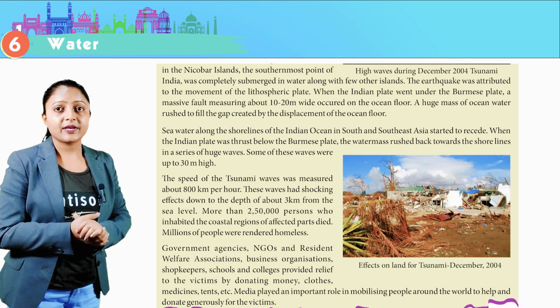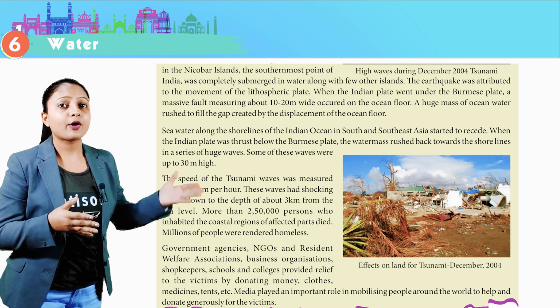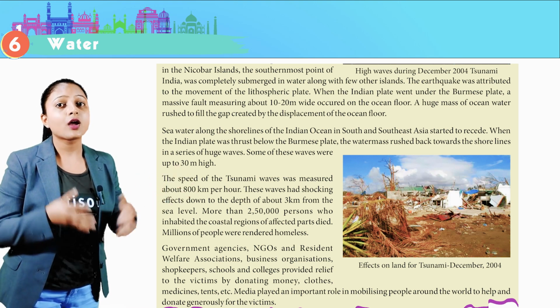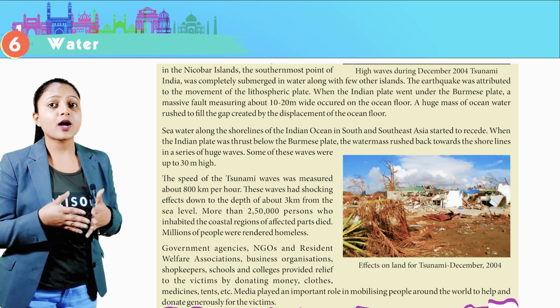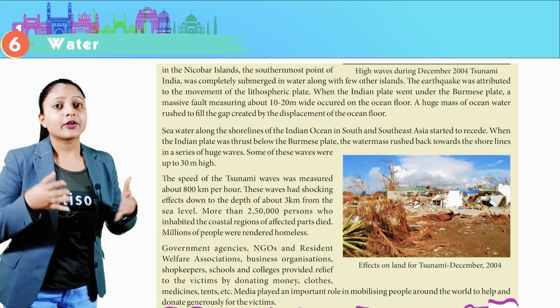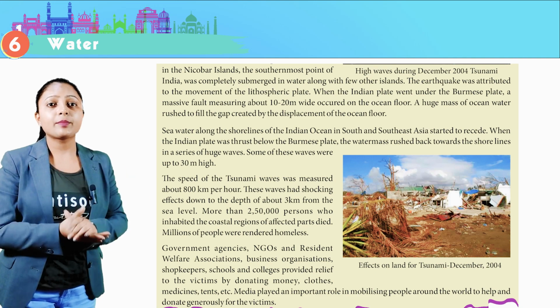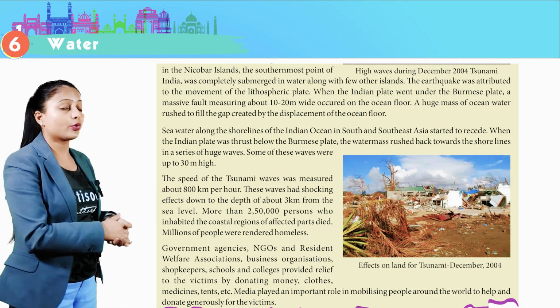The earthquake was attributed to the movement of the lithospheric plate when the Indian plate went under the Burmese plate. A massive fault measuring about 10 to 20 meter wide occurred on the ocean floor. A huge mass of ocean water rushed to fill the gap created by the displacement of the ocean floor.